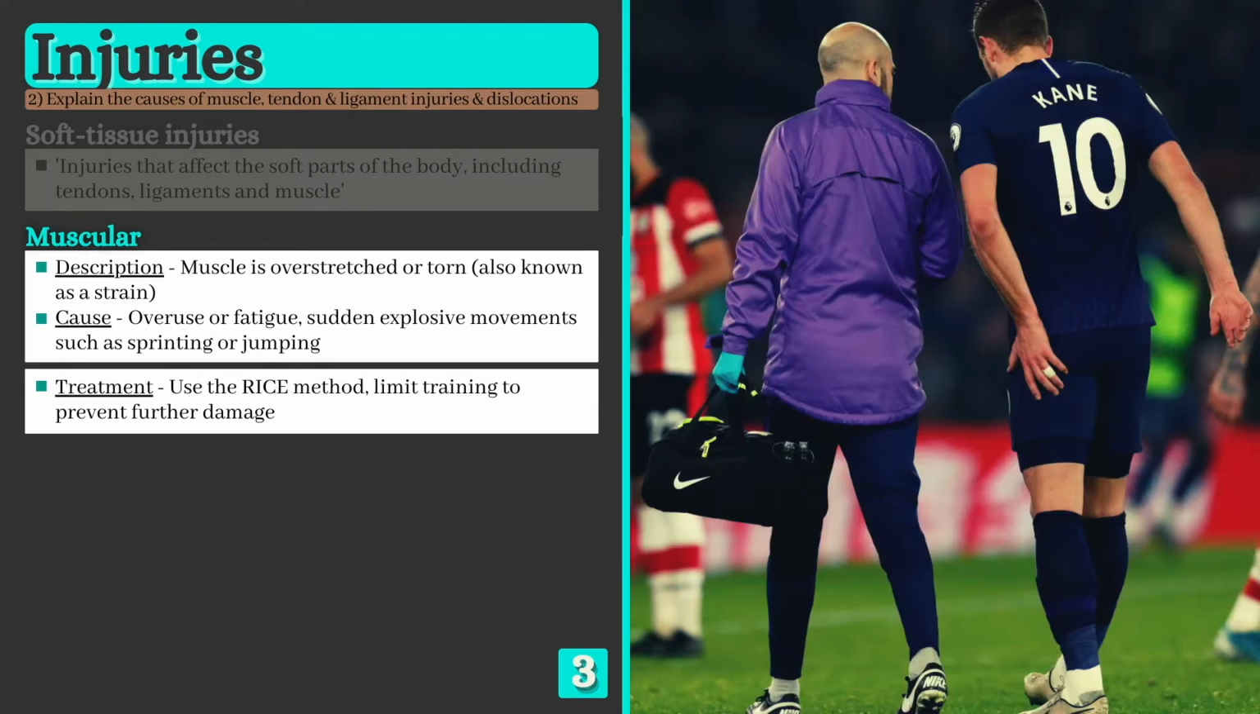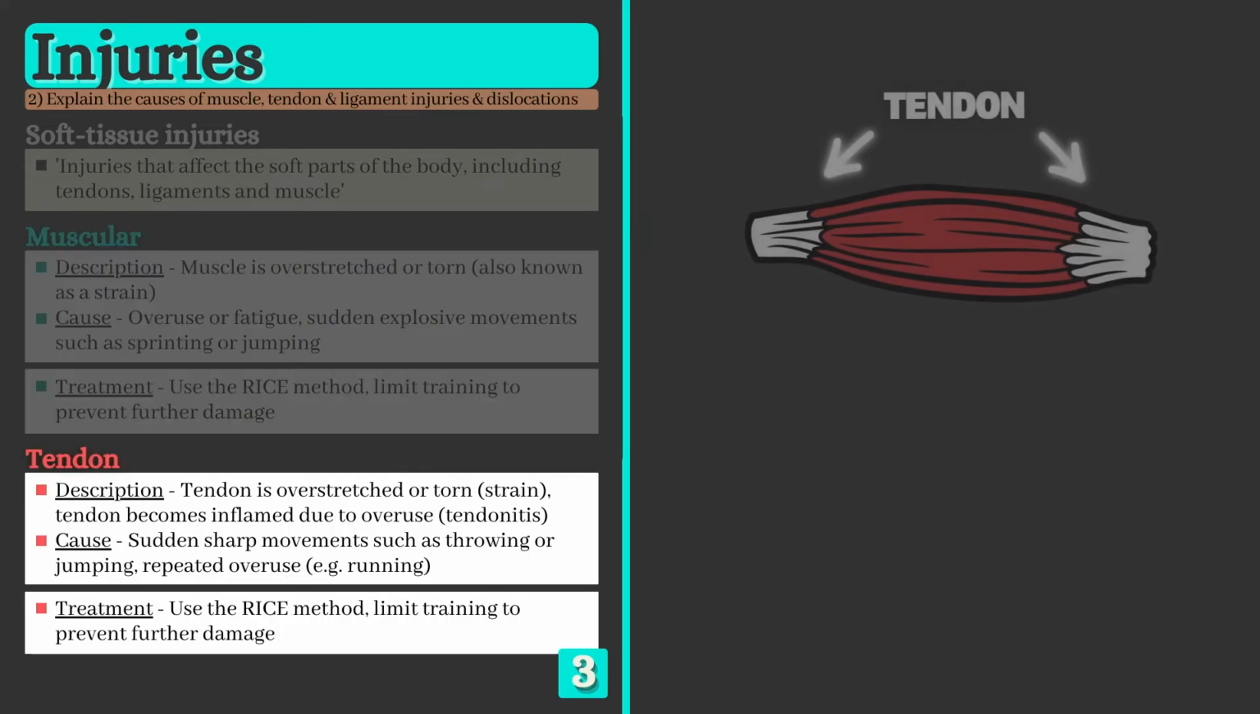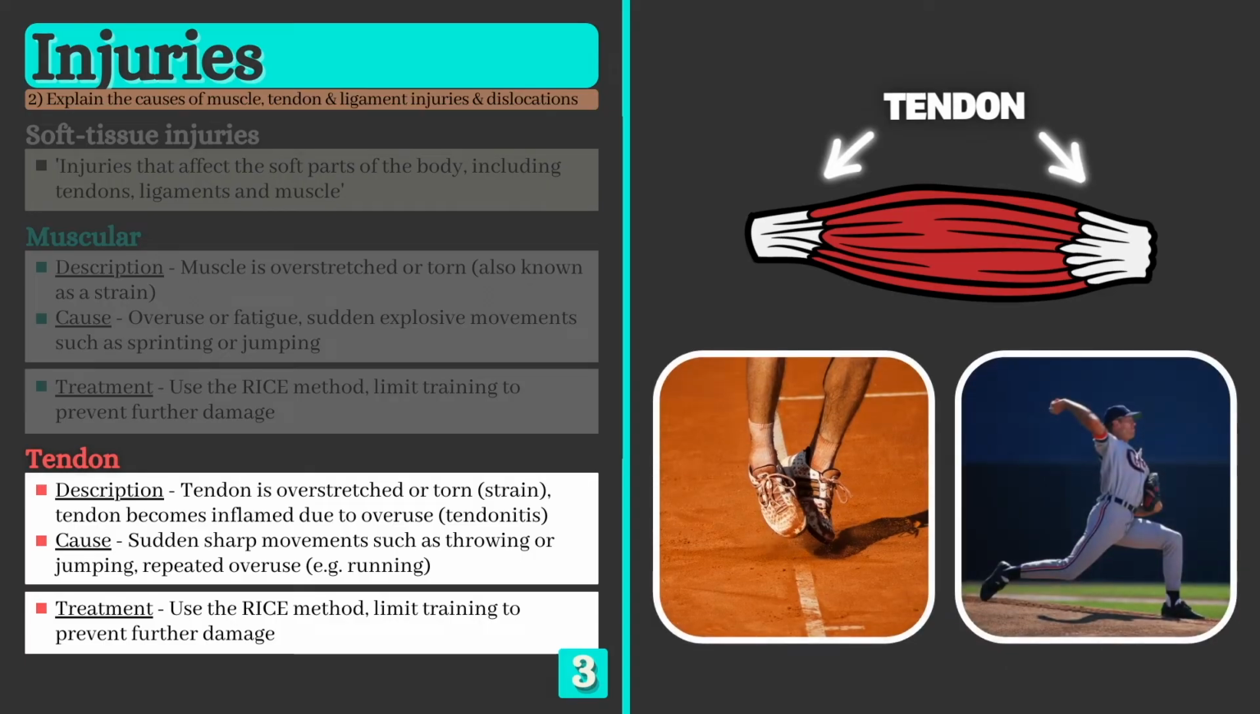Muscular injuries, such as hamstring strains, are more likely to occur when the muscles are overused and fatigued, for example, towards the end of a football match or weight training session. Tendon injuries come in different forms, including strains and tendonitis. A tendon, which is the fibrous tissue that connects muscle to bone, may become overstretched or torn when performing sudden, sharp movements such as throwing or jumping.